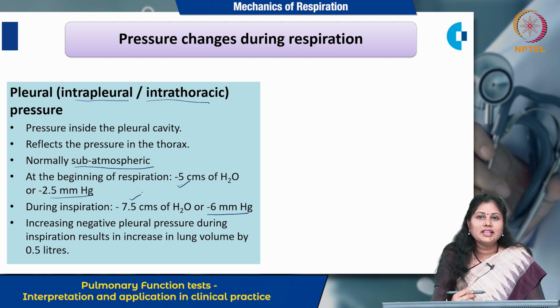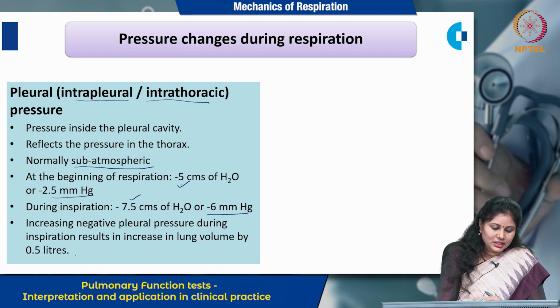So, with this increasing negativity of the pleural pressure, the lung volume increases by around 0.5 liters. That means, with each breath we take in, the pressure goes more negative, and with that there is a rush of air of about 0.5 liters. This is actually the tidal volume.